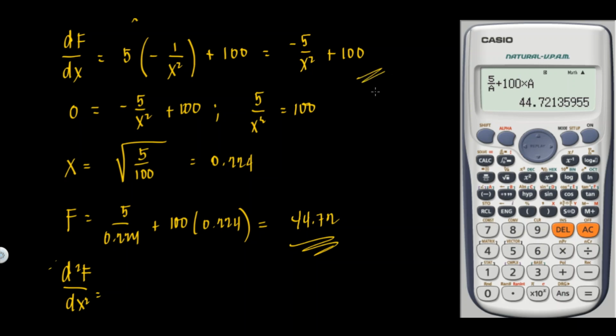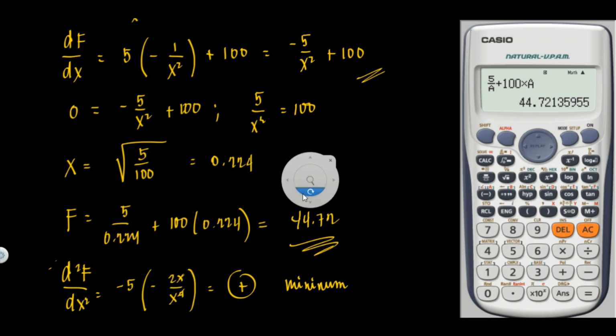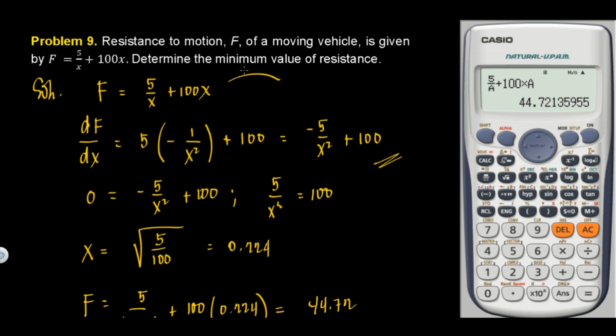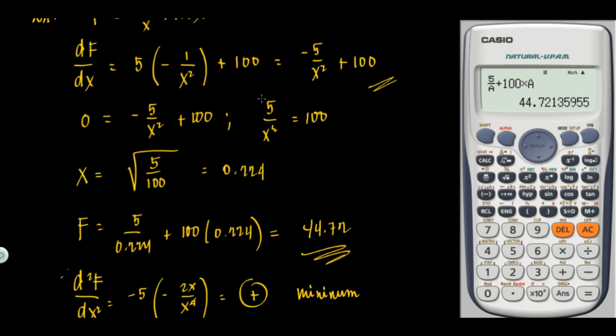Yes. What's the derivative of this? So, we have minus 5 times the derivative of 1 over x squared, or this is minus 2x over x to the 4th. Okay, tinititigan na lang yan pag nagdi-differentiate. So, yun na yun. Minus, minus, plus. Kapag plus, di minimum. Okay, so ganun lang, no? Minimum. So, minimum value of the resistance to motion F. So, ito yung minimum value.